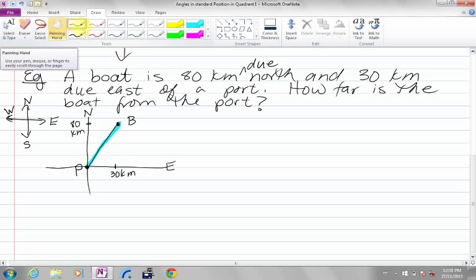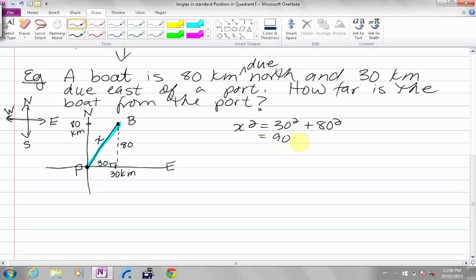Absolutely, do Pythagoras. So what I'd like to do is think about this being a right triangle. This distance, of course, would be 80. This distance here would be 30. And let's say that the distance that we're looking for is x. So x squared equals 30 squared plus 80 squared. So 900 plus 6400. So x is equal to the square root of 7300. And this is irrational, so all we can do is give a decimal approximation. 85.4 kilometers.